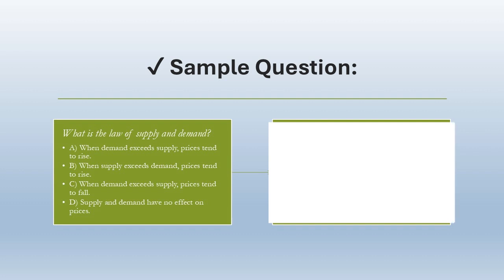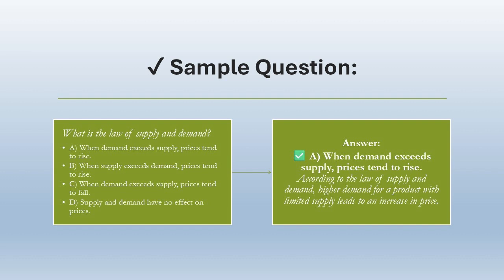When demand exceeds supply, prices tend to fall. D. Supply and demand have no effect on prices. The correct answer is A. When demand exceeds supply, prices tend to rise. This is one of the fundamental principles of economics. If more people want a product than is available, the price goes up because of high demand and limited supply.